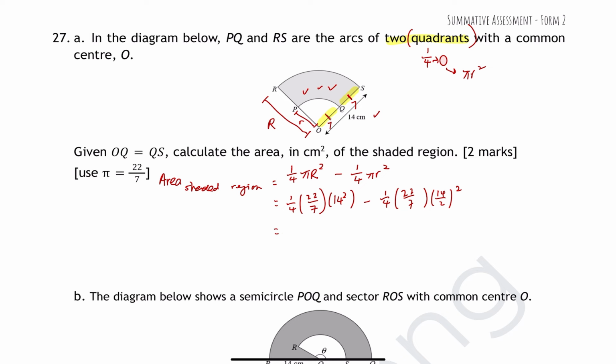When you have 1/4 multiplied by 22/7 times 14 squared, you have 154. Minus everything, but instead of 14, you will have a 7 now. So this is 38.5, right? Then you just use 154 minus the answer, you will get 115.5 square centimeters. And that's it, right, for this part.